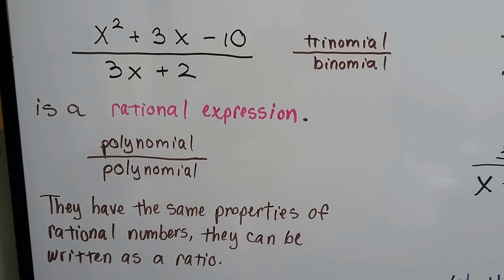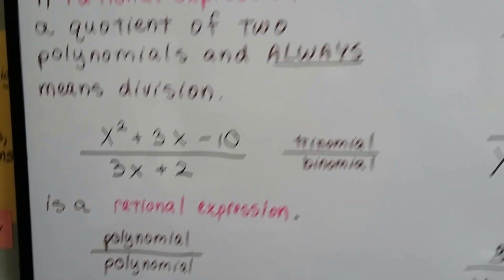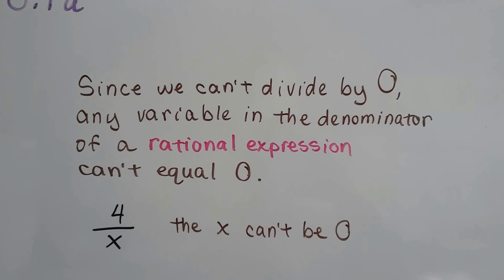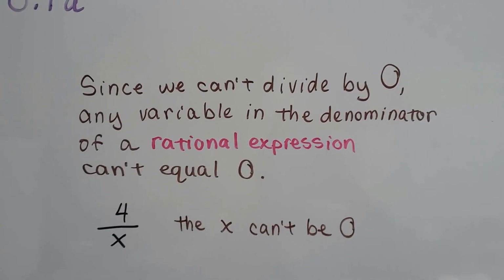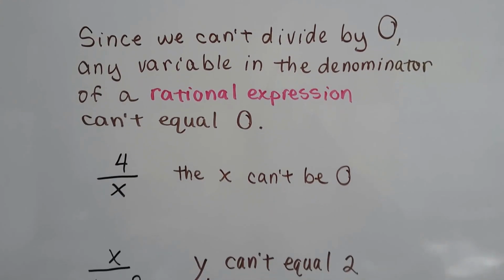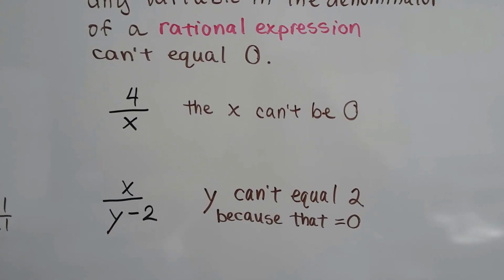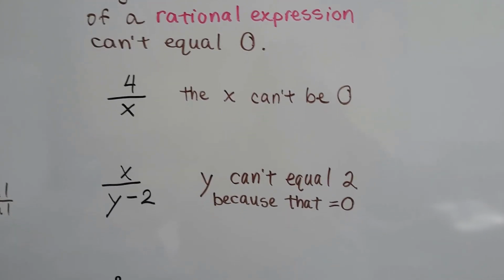They have the same properties of rational numbers. They can be written as a ratio. A little division problem, right? Now, since we can't divide by 0, any variable in the denominator of a rational expression can't equal 0. So if we have 4 over x, the x can't be a 0. And if we have x over y minus 2, that y cannot equal a 2 because 2 minus 2 would be a 0, wouldn't it?